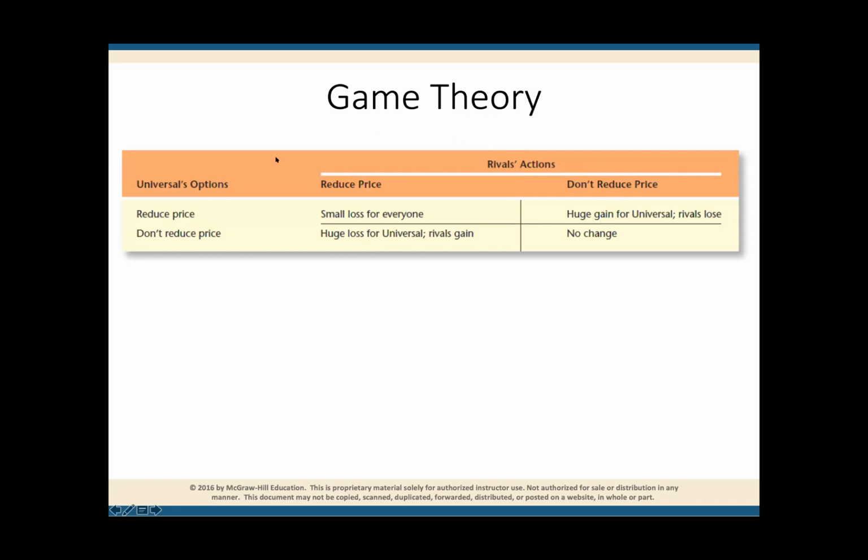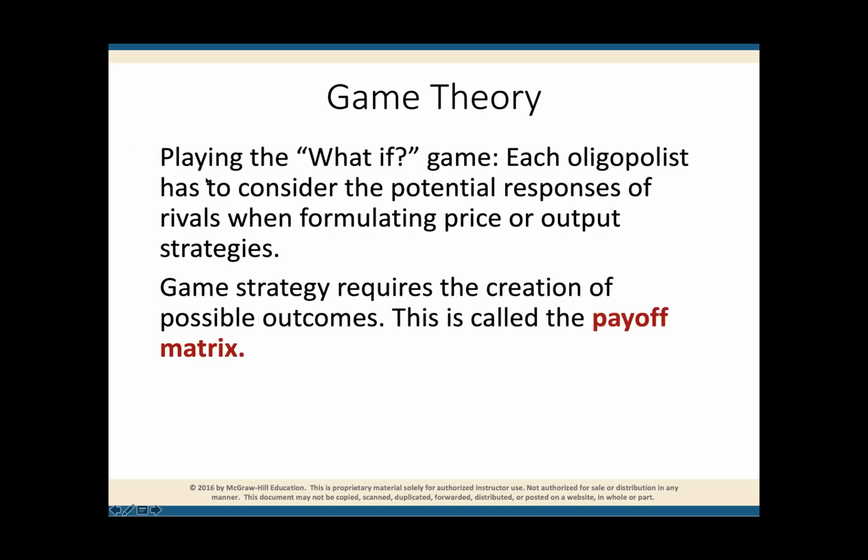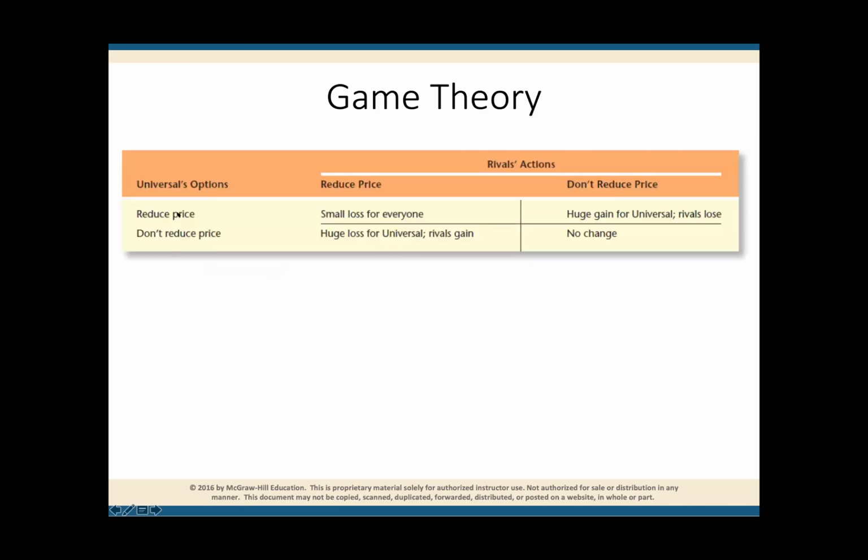Okay, there are two companies. Let's say Universal. You are the owner of Universal, and this is your competition, the rival's actions. Now you, as the owner of Universal, have two choices. You can reduce the price, or you don't have to reduce the price. The same thing with the rivals. They can do the same thing. So what will happen if you reduce the price and the competition also reduces the price? Well, then both of you are going to lose some money.